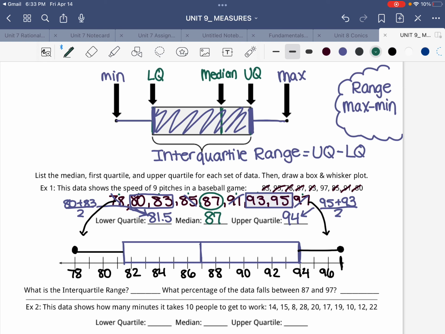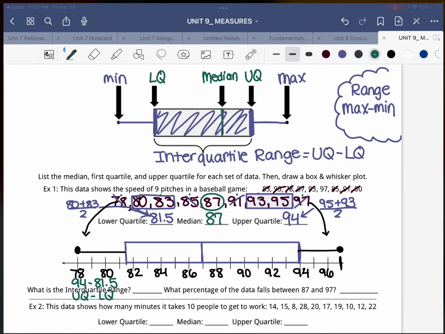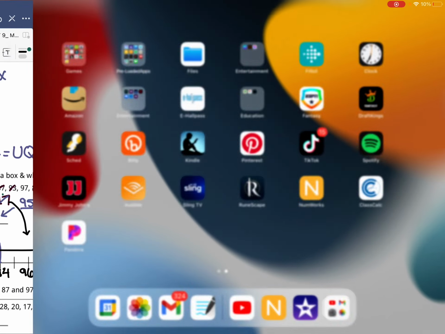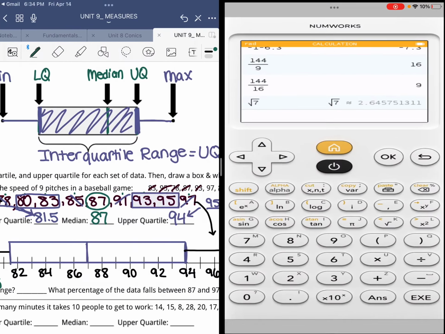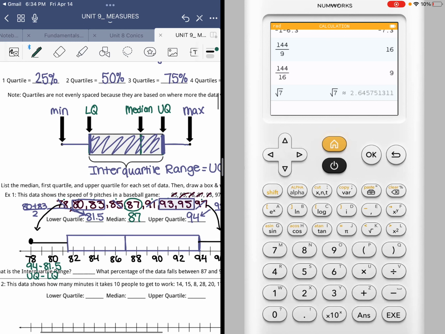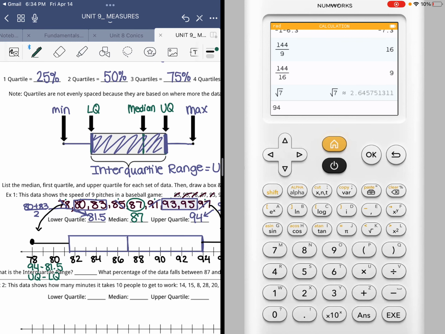Then it's going to ask you a few questions afterwards. It asks what the interquartile range is. Remember, that's upper quartile minus lower quartile. So 94 minus 81.5, which is... 94 minus 81.5 is 12.5.